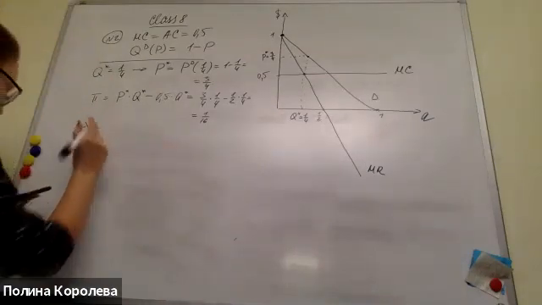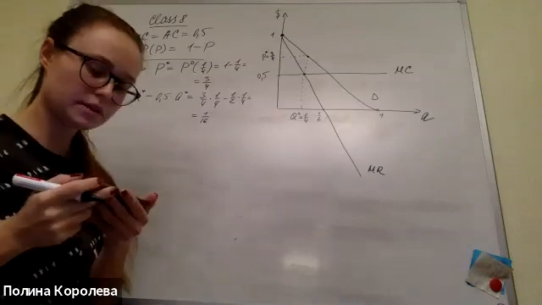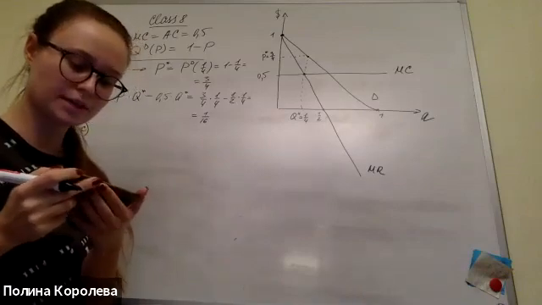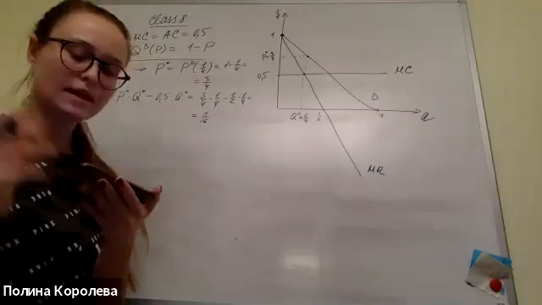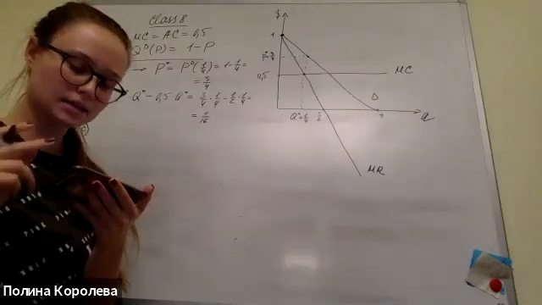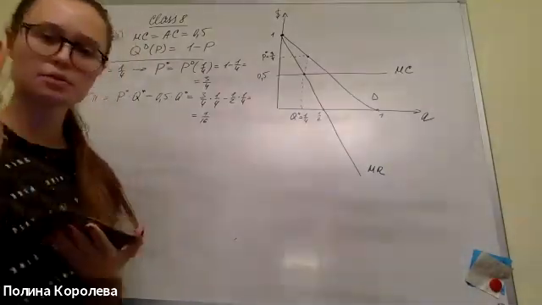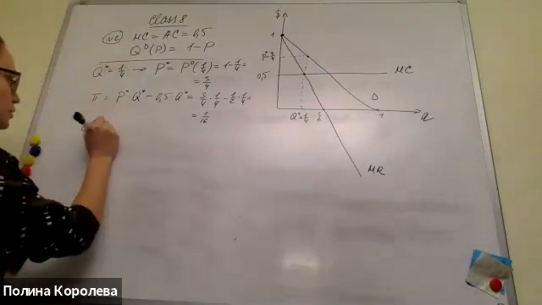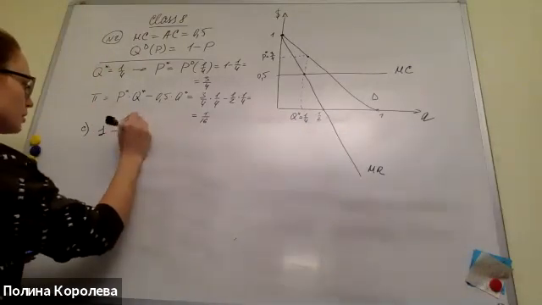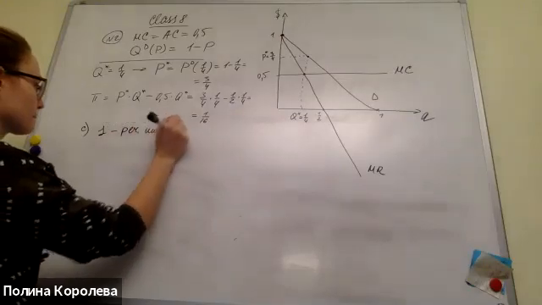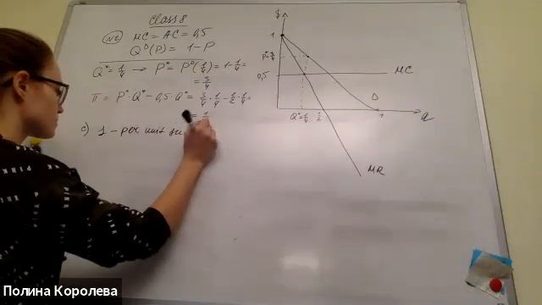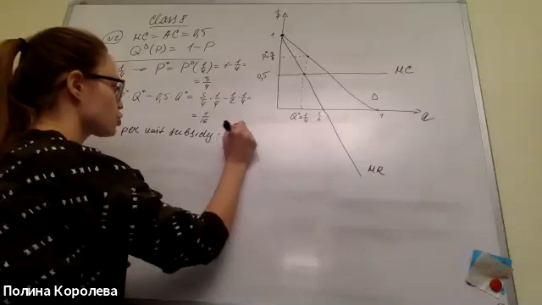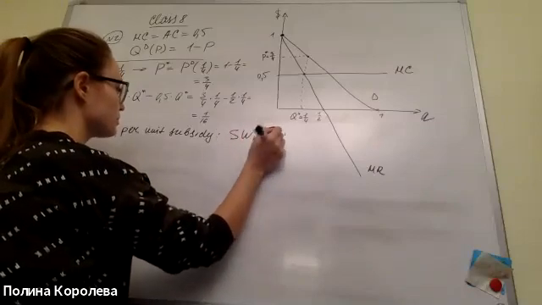The government introduces a per unit subsidy of S on the firm's output. At what level should it set the subsidy to maximize social welfare? So we should find the per unit subsidy such that social welfare will be maximized.